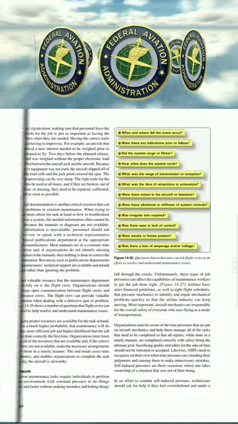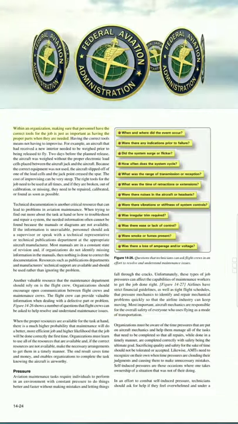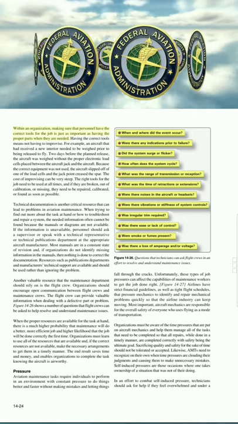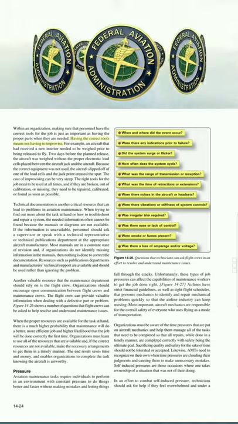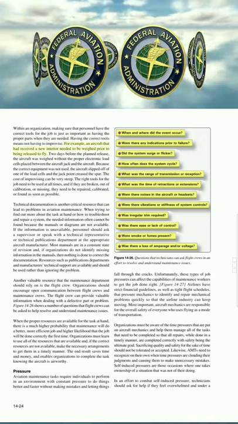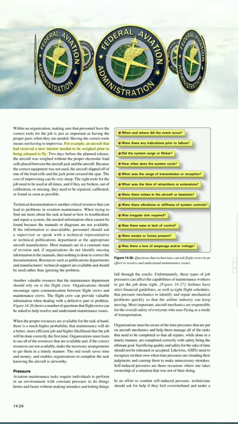14-23. Within an organization, making sure that personnel have the correct tools for the job is just as important as having the proper parts when they are needed. Having the correct tools means not having to improvise. For example, an aircraft that had received a new interior needed to be weighed prior to being released to fly.